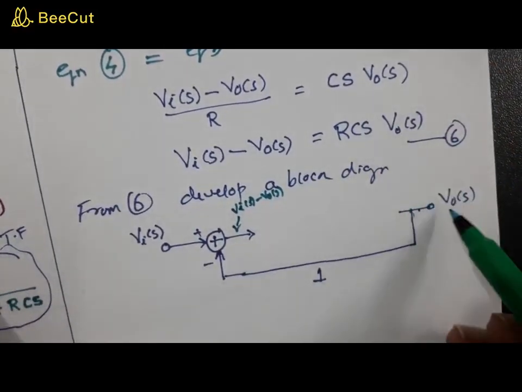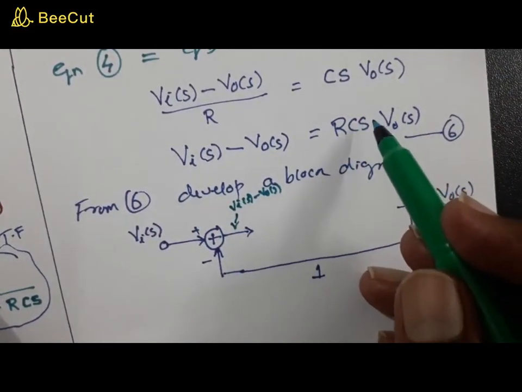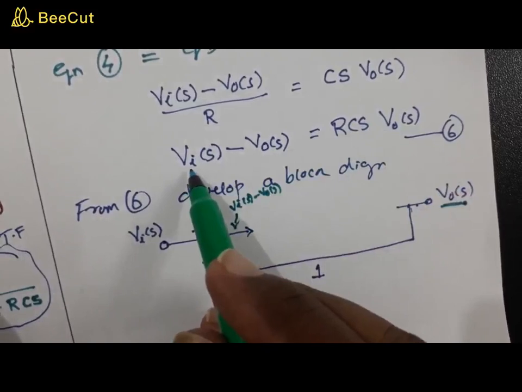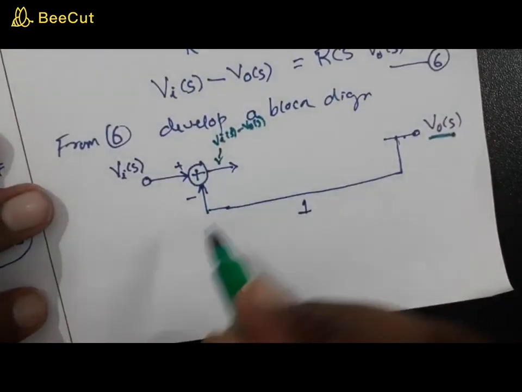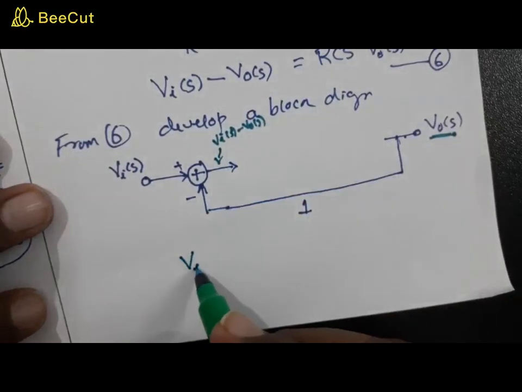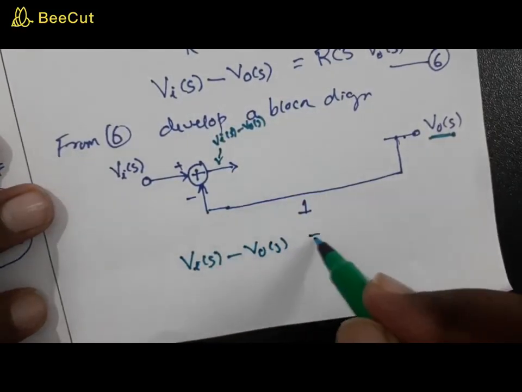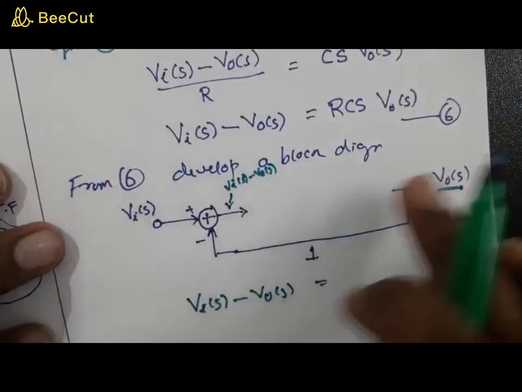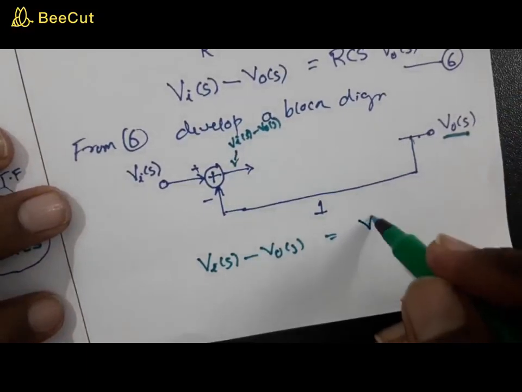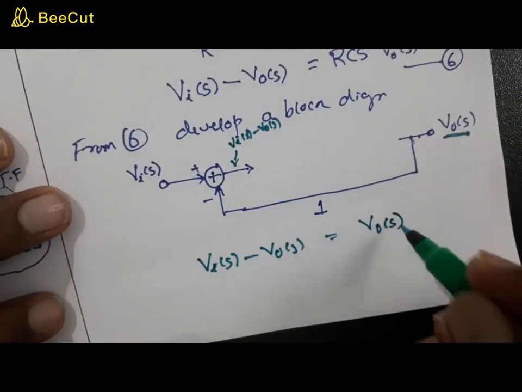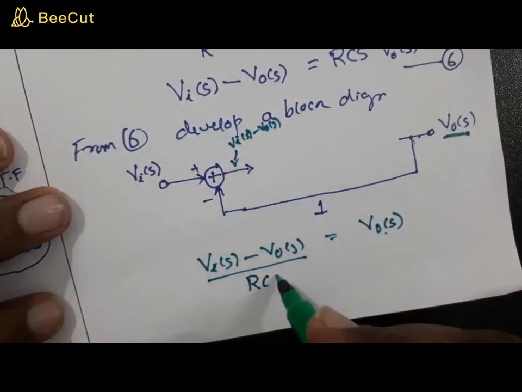RCS times V0. We have the V0 here. We don't want this RCS, so this RCS has to be brought here, right? So I'll rewrite that equation. Here you have Vi of s. So what is Vi of s minus V0 of s? Now we have V0 of s, so this and this are to be connected. How will you connect that? Now from this equation, from equation 6, you can write this V0 of s as this difference divided by RCS.